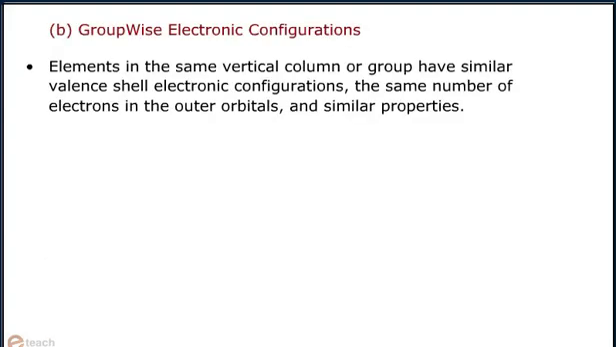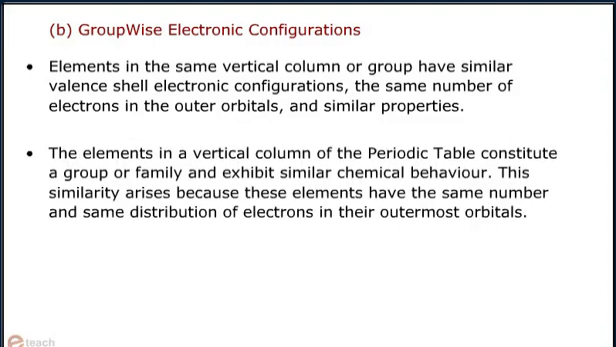Group-wise electronic configurations. Elements in the same vertical column or group have similar valence shell electronic configurations, the same number of electrons in the outer orbitals and similar properties. The elements in a vertical column of the periodic table constitute a group or family and exhibit similar chemical behavior. This similarity arises because these elements have the same number and same distribution of electrons in their outermost orbitals.